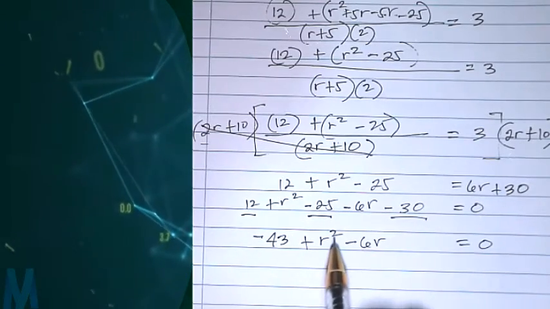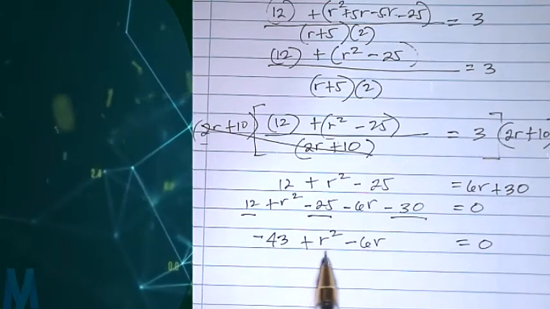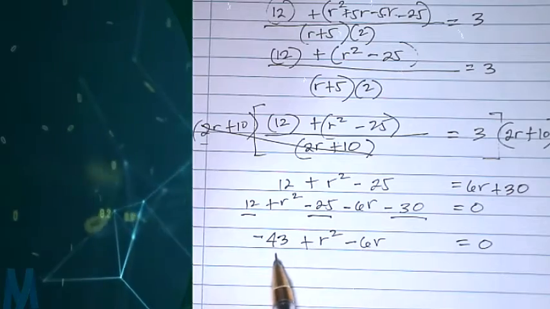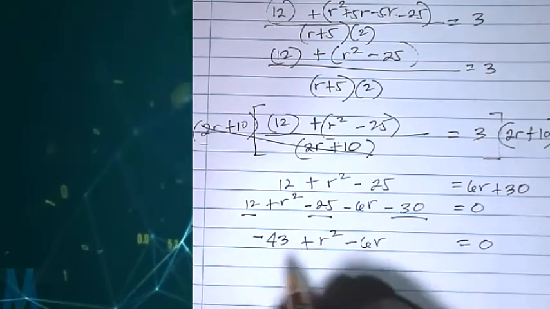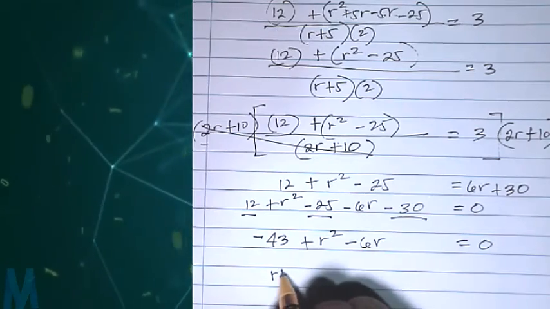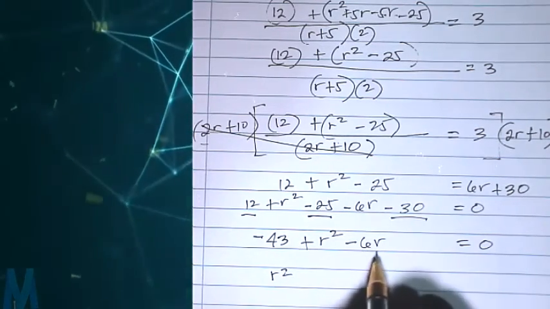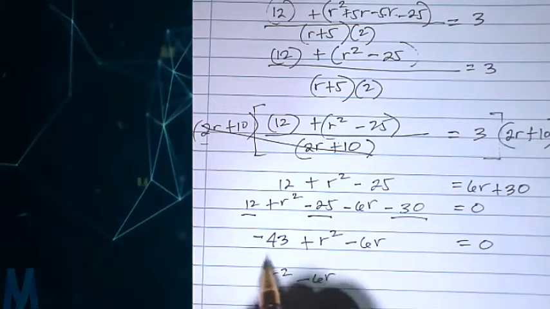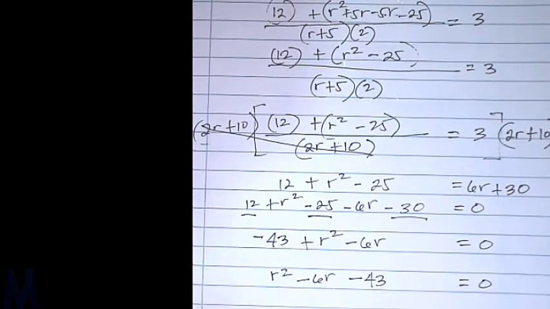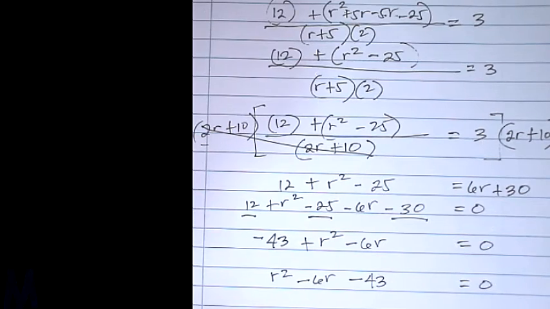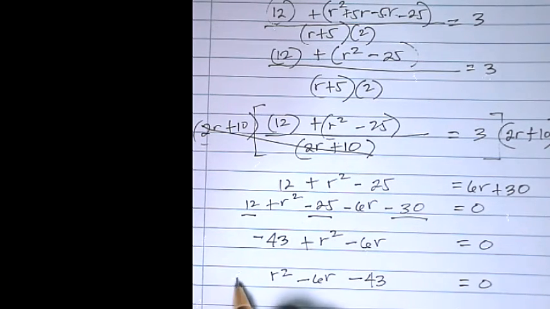So ang ma-exponent nga to, amo ni ipauna naton. So ma-switch lang sila lugar, wala sila nagtabok. So meaning amo lang Japon ilang sign. So we have here r squared, then madason si negative 6r, then negative 43 is equal to 0. So this is already in standard form.